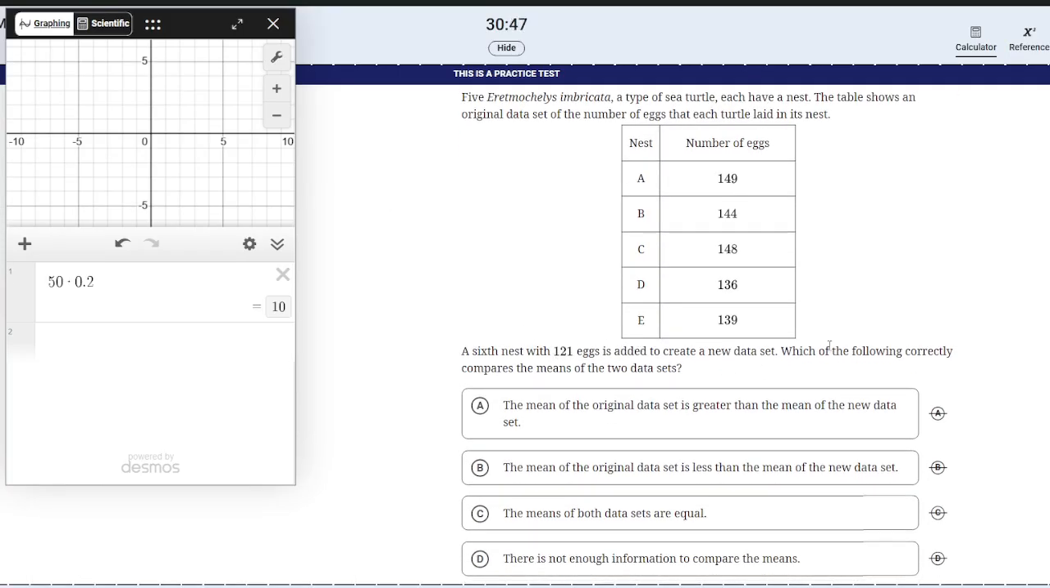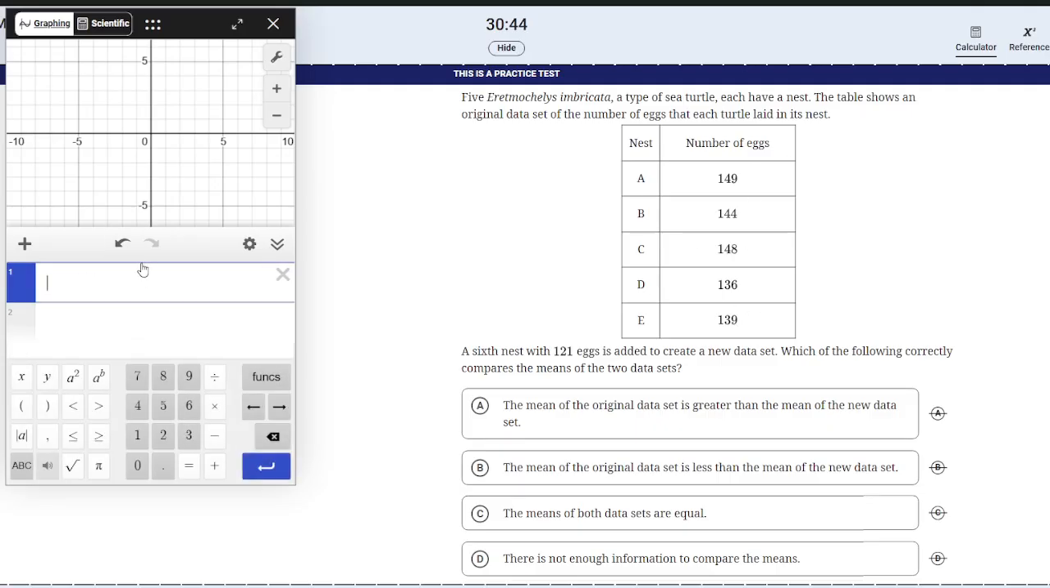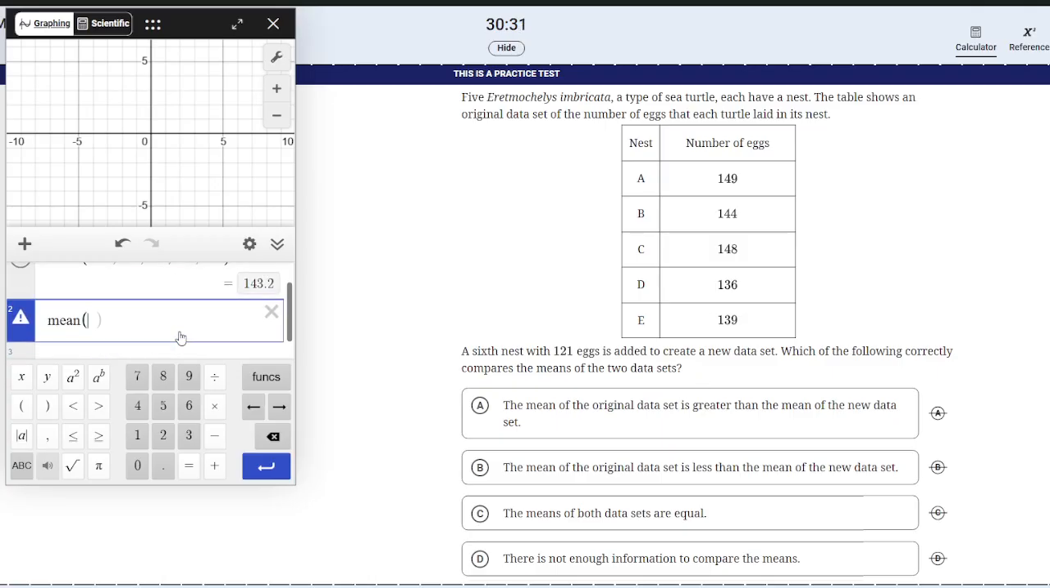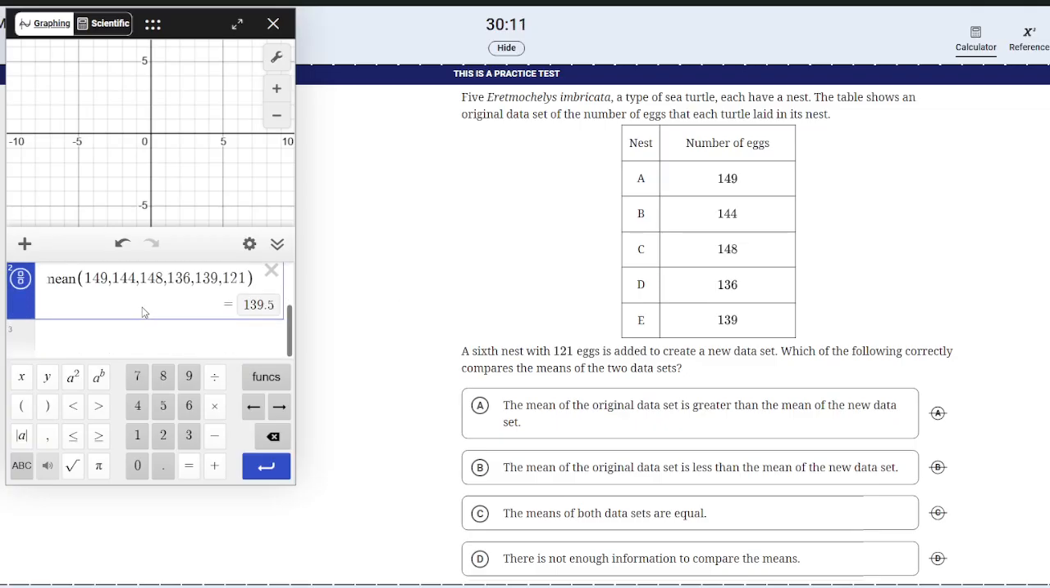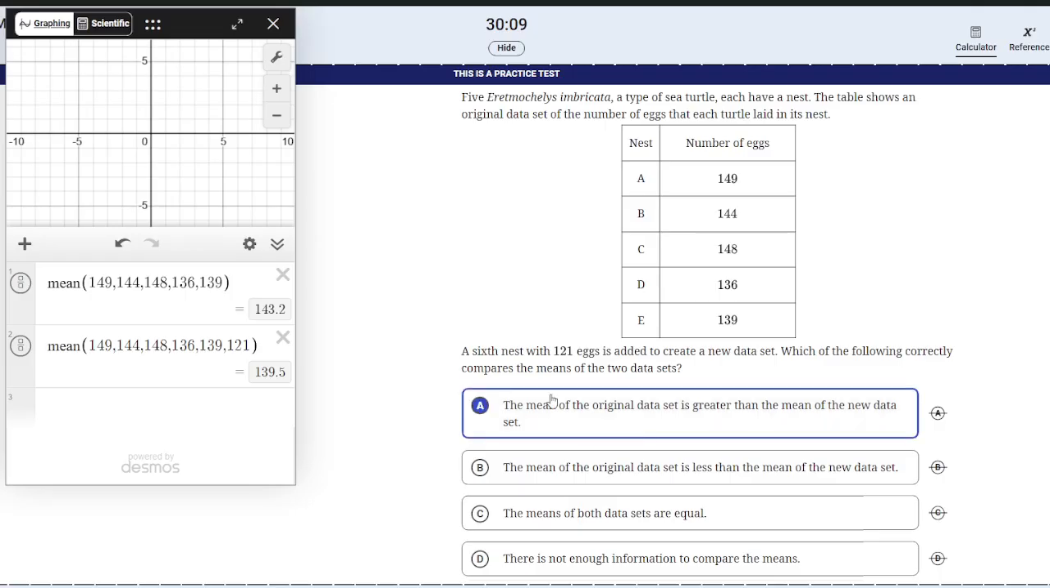6 was added for this. So to just make sure when you get a question like this, we're going to put the mean of the first 5 numbers, 144, 148, 136, 139, and then the mean with these new values, 144, 148, 136, 139, 121. You're already going to know when you're putting a lower value in, and there's more values now as well, it's going to be lower, because the mean is the average, and a lower number in the average is just going to make it smaller. But just to double check, you can use Desmos, but the original data set is going to be greater.